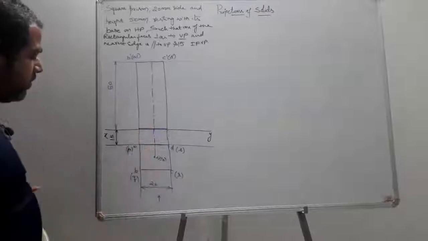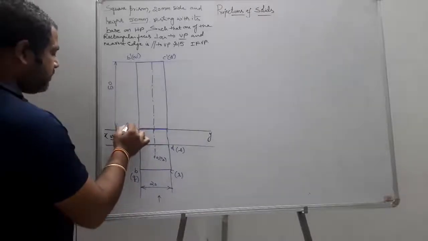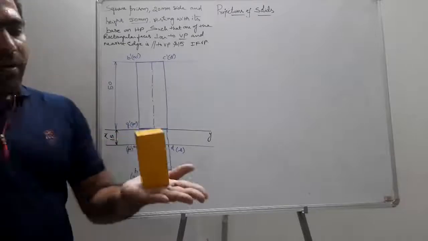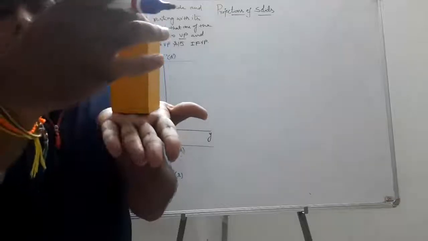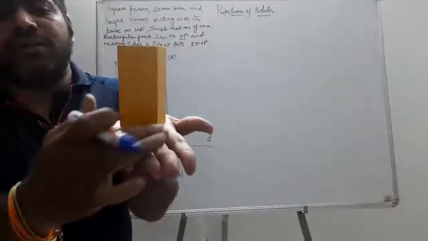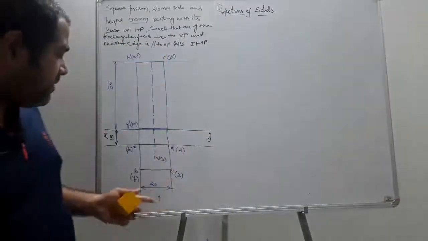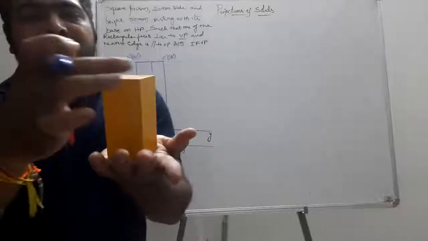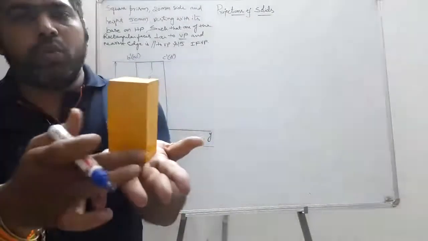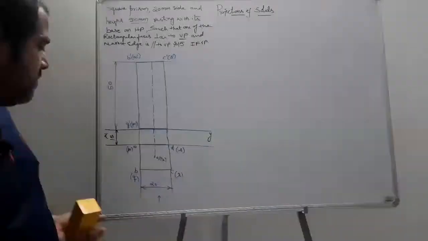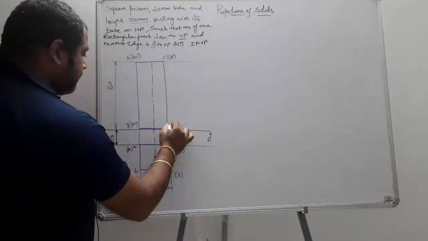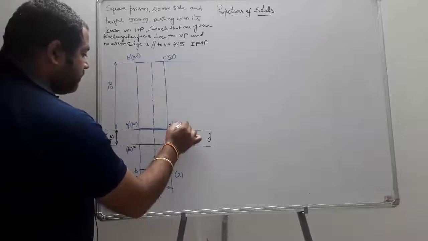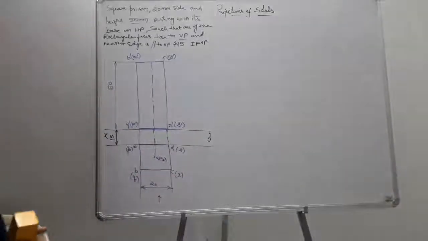Similarly, the bottom base points become Q dash of P dash. Why? Because when you are going to see from the front, these two corners are visible, these two are visible. That means BC and QR are visible. So similarly, Q dash of P dash, and similarly R dash of S dash.